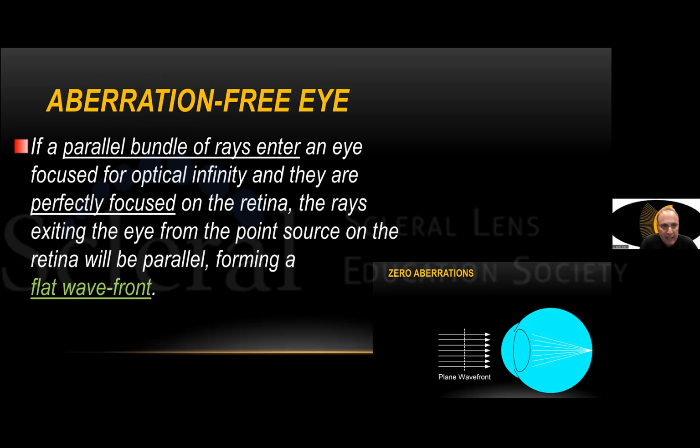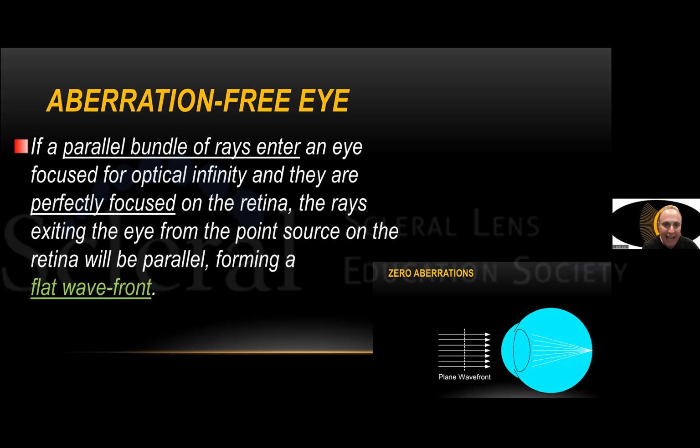Let's just get some basics down. What is an aberration-free eye? By the way, it doesn't exist, but if it did, all of the parallel bundle of light rays entering the eye from distance will be focused on the retina on a pinpoint level, be perfectly focused on the retina. So that when light exits the eye, and aberrometry theoretically is measured in this particular type of circumstance, the light exiting will also be parallel, and this forms a totally flat wavefront map.